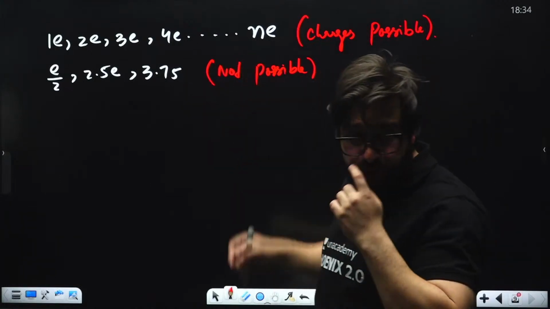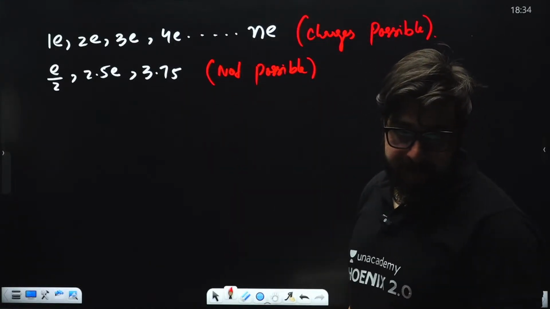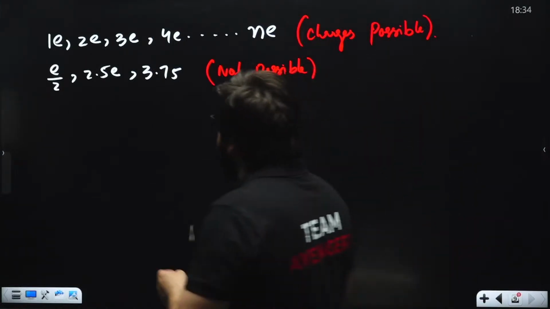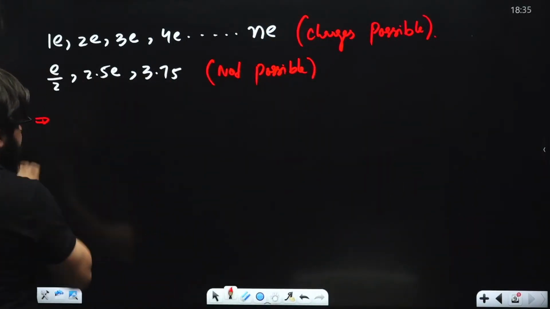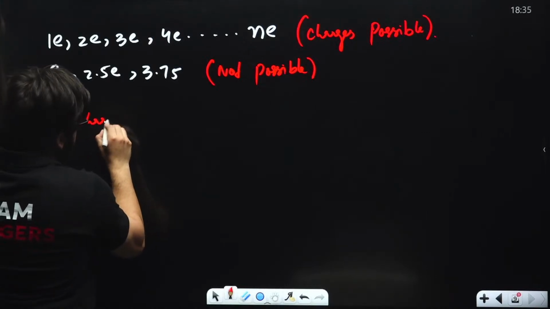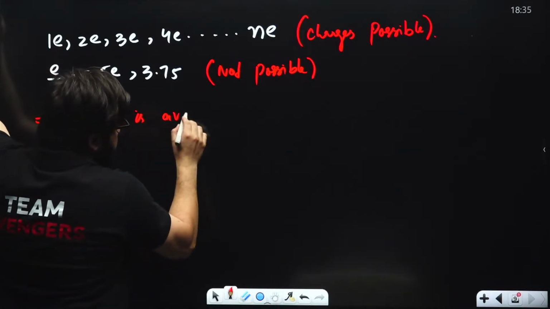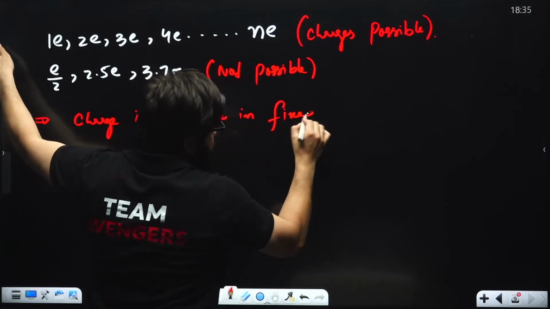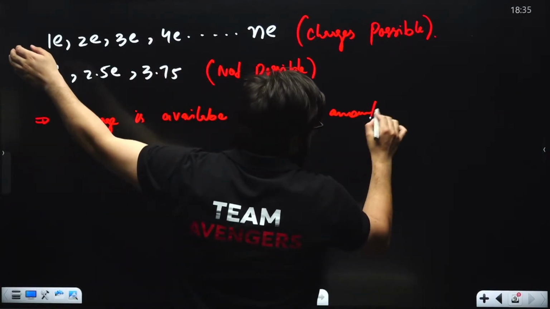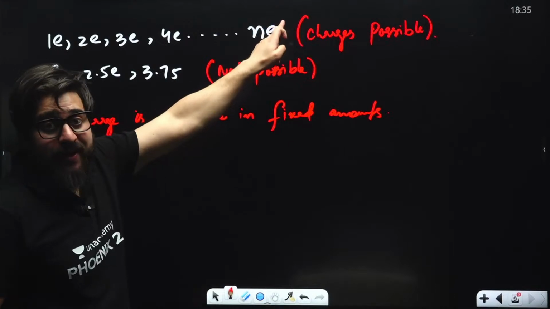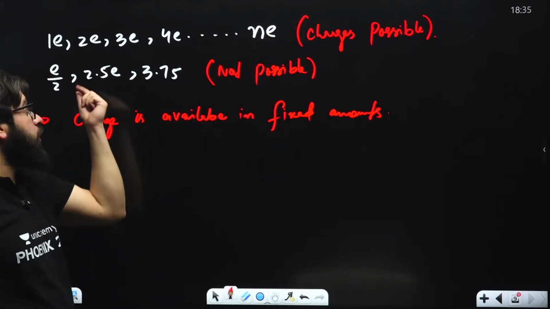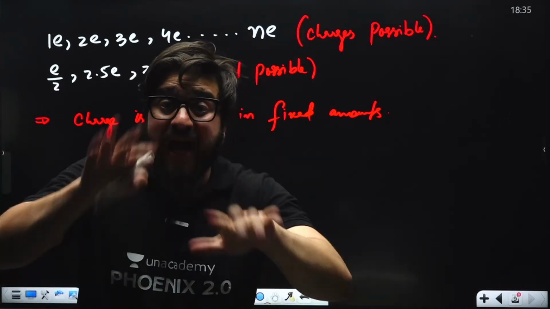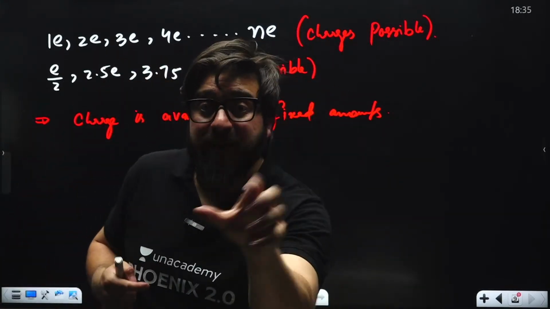We say these are the charges which are not possible. These are the charges which are possible. Okay. Now, can I say in this particular case, we say, sir, charge is available in fixed amounts only. Means charge is available in these amounts only. You cannot bring 0.5 electron, 2.5 electron. So that's why we say charge is available in fixed amounts. Charge is quantized. Quantized means available in fixed amounts.